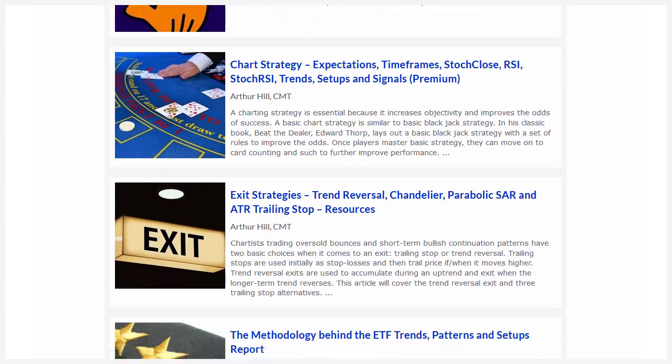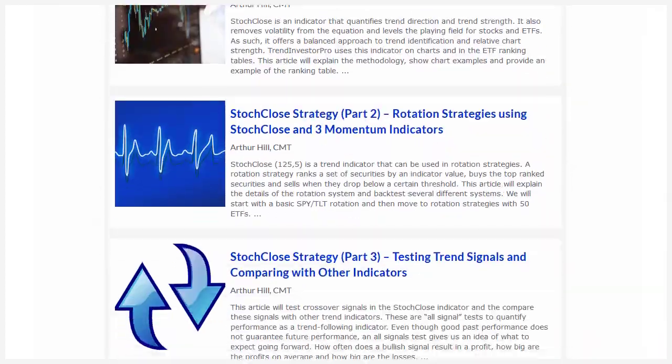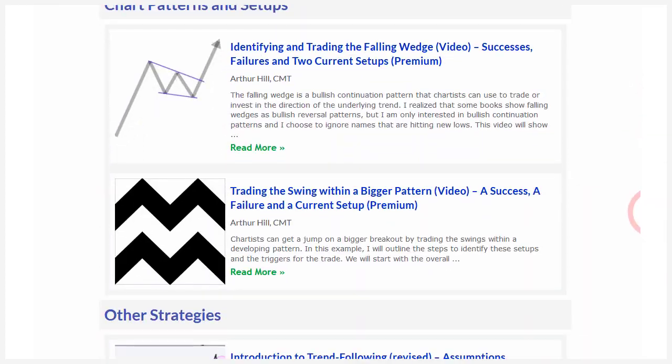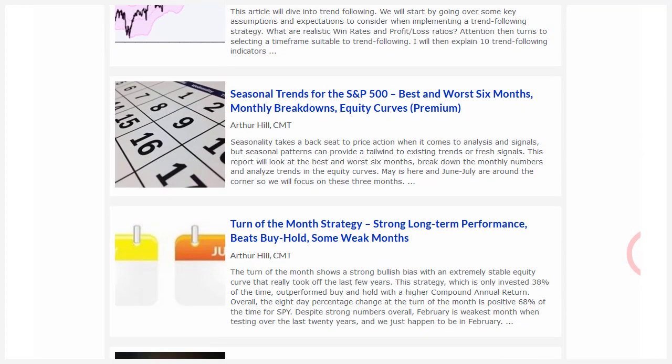And this is the premium page where I have longer dated articles available to subscribers. And one thing I have here is I've got seasonal trends for the S&P 500, and we're in the worst 6-month period right now. And August and September are the 2 worst months. And I go over every single month for performance for the S&P 500 over the last 25 years in this article.